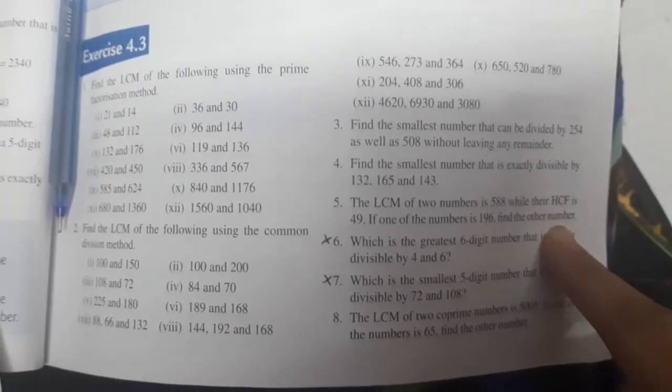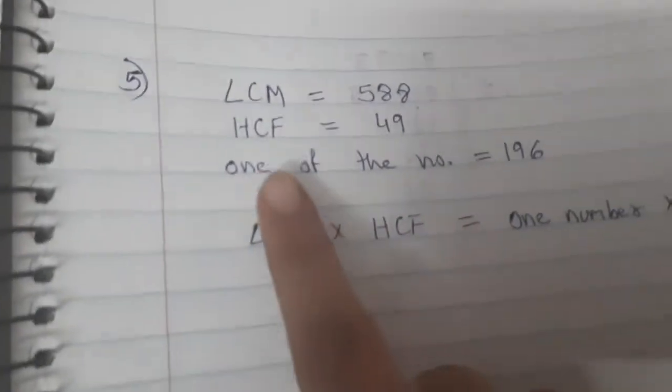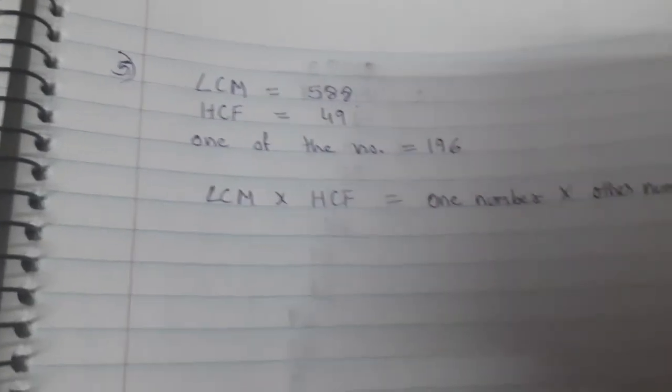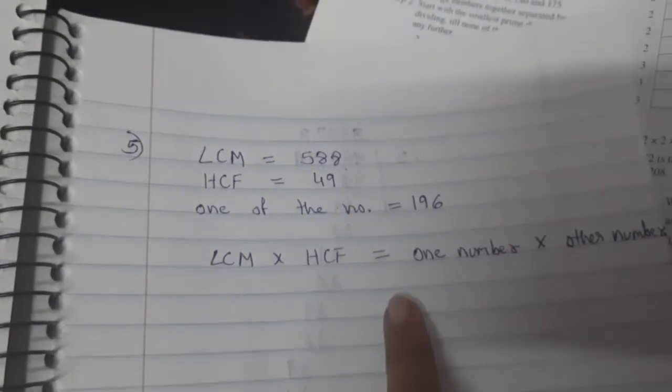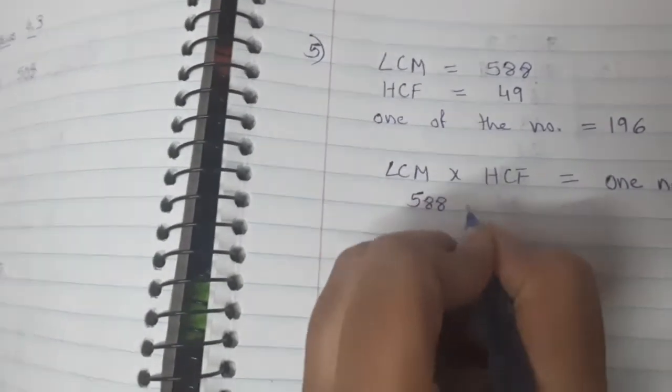So here we are going to apply the formula which we studied: the product of two numbers is equal to HCF into LCM. So our LCM is this, HCF is this, one number is this, and we have to find the other number. First we will write the formula: LCM into HCF is equal to first number into other number. Now let us put the values. 588 multiplied by 49 is equal to 196 multiplied by the other number.